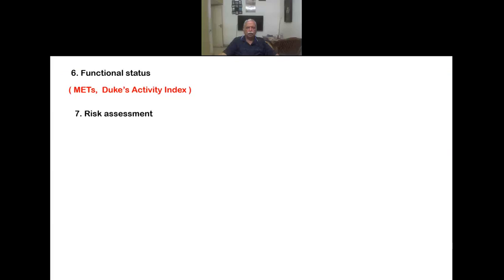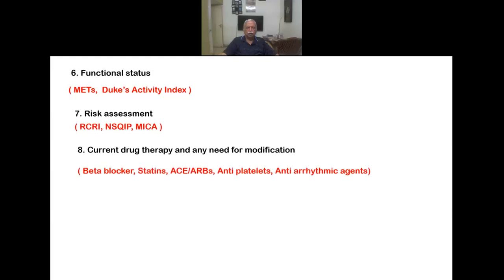So, if you know the answer for all the first 6 questions, then the seventh is to assess the risk, for which you use the risk assessment scores like RCRI, NSQIP, MICA. And then you also find out what current drug therapy he is on and whether you need to do any modification on that, like beta blockers. Beta blockers, you mentioned that it should be started well before surgery.